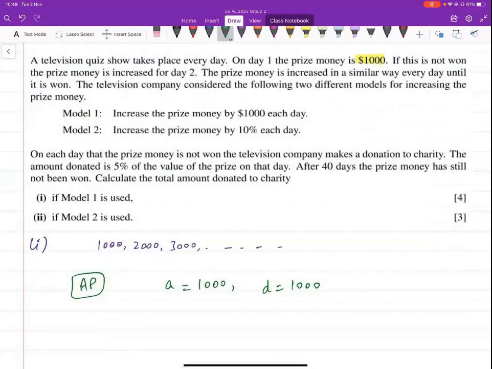That's model 1. And model 2 says the prize money increases by 10% each day. What type of a sequence is that? That's a GP, 10% increase. What does that mean? 0.1?